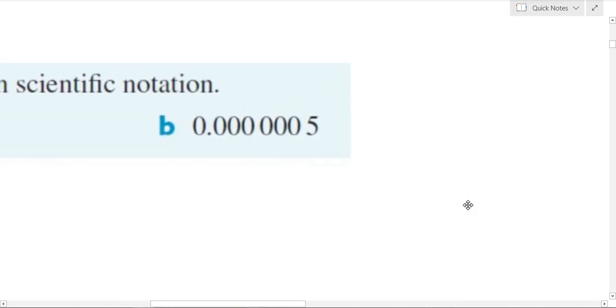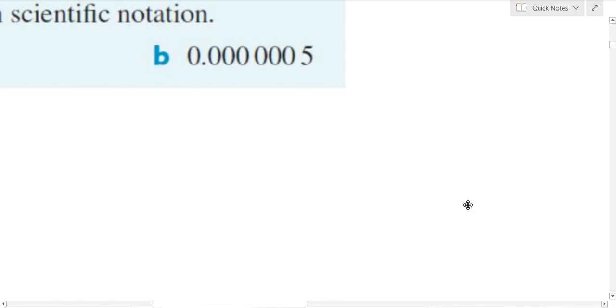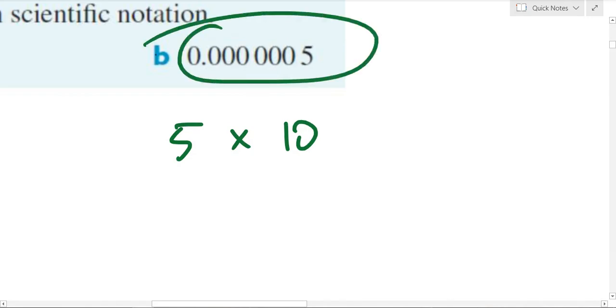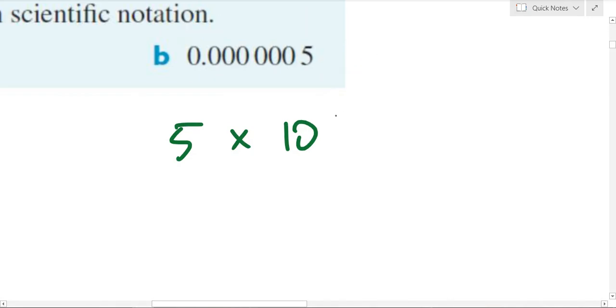Okay, please be quiet. All right, this number here, remember, that number has to be between 1 and 10. So if you want to represent this, what should you change this number to? Firstly, 5, right? So it's going to be 5 times 10 to the power of something. Notice then, because this is a really small decimal, it's going to be to the power of a negative number. But what is it?